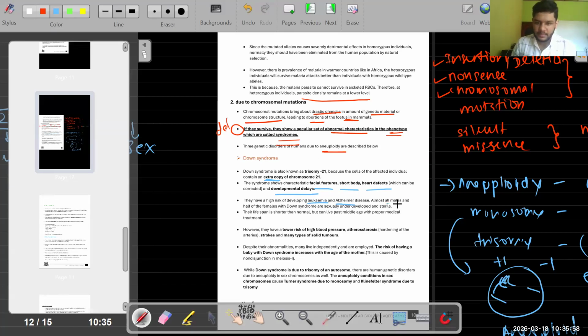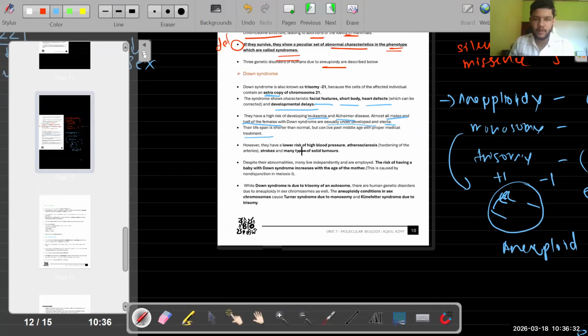Almost all males and half of the females with Down syndrome are sexually underdeveloped and sterile. Their lifespan is shorter than normal but they can live past middle age with proper medical treatment. They have a high risk of developing leukemia and Alzheimer's disease. Almost all males and half of the females are sexually underdeveloped, which means sterile. They can't reproduce like normal humans.